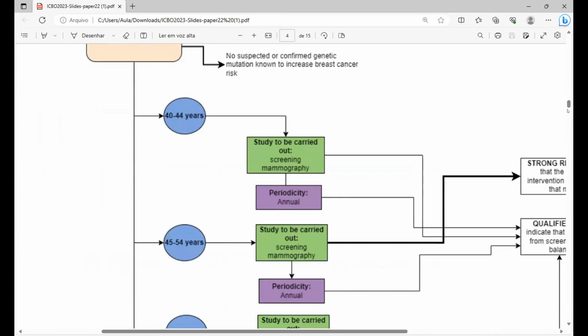These guidelines recommend, depending on the age of the woman, whether or not a mammogram should be performed and how often it should be performed. For women between 40 and 44 years, the guidelines recommend performing a mammogram per year. This is a qualified recommendation.